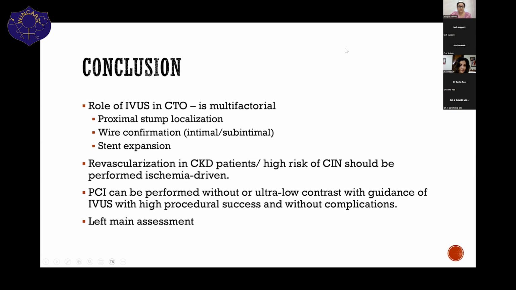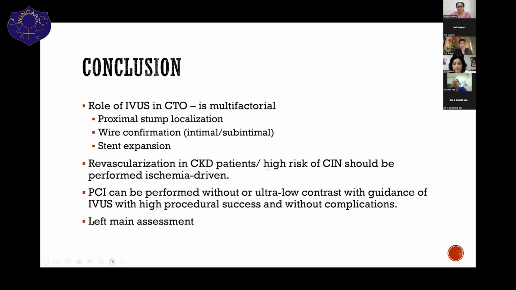So in conclusion, if you ask me what the 3 high-stake scenarios are in which IVUS helps us, first is CTO, where we all know its role is multifactorial. Whenever there is proximal stump ambiguity, IVUS localization comes in handy. For wire confirmation, intimal or subintimal, or whether our catheter or IVUS is in the false lumen, it is helpful. Stent expansion is always better in CTO vessels, because CTO vessels are always hypoplastic, and when they are opened up, they grow. So imaging is always important when going for CTO interventions.